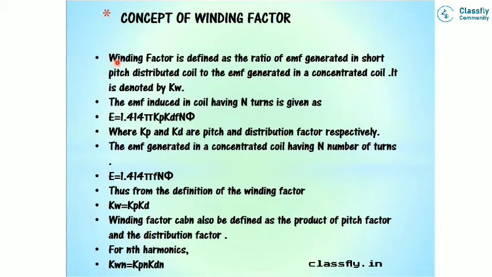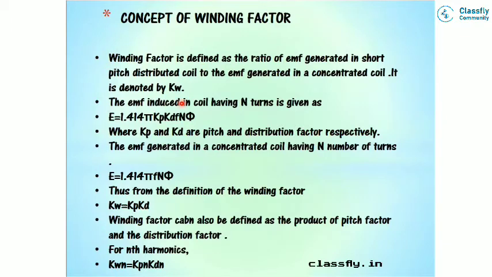Winding factor is defined as the ratio of EMF generated in a short pitch distributed coil to the EMF generated in the concentrated coil. So basically we need to know two things: the EMF generated in the short pitch distributed coil and the EMF generated in the concentrated coil. Then we can find the winding factor, and we denote this winding factor by Kw.